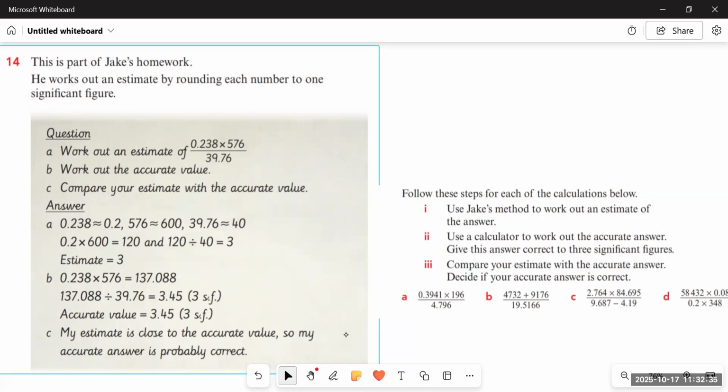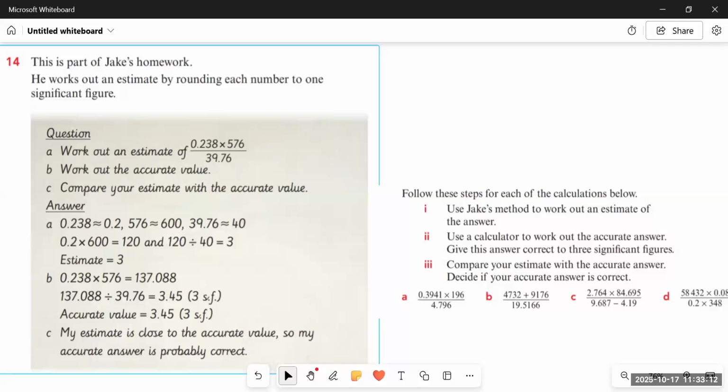Then he had to work out the accurate value. So he simply multiplied 0.238 with 576. He got 137.088. And then he divided it with 39.76. So he got 3.45. Since the answer was long, he wrote down the answer to three significant figures, and that was 3.45. And then he compared the accurate answer to the estimated one. So the accurate answer was 3.45 and his estimated answer was 3. So he wrote that my estimate is close to the accurate value, so my accurate answer is probably correct.